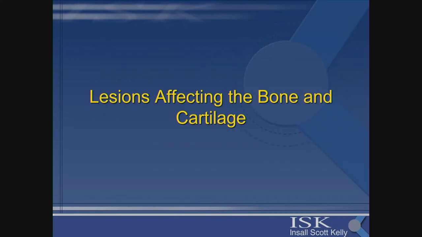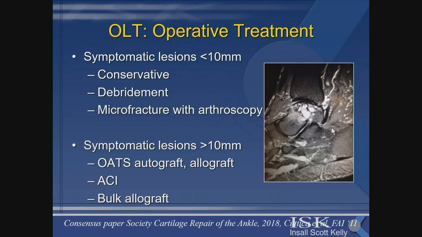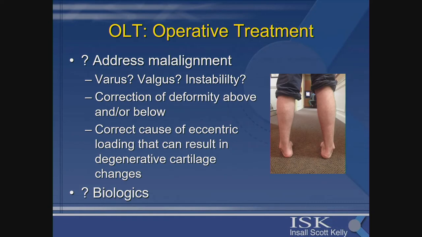So when the lesions affect the bone and the cartilage, this table looks at basically three general types of treatment: repair, regeneration, replacement. We're going to focus more on the left side with the smaller lesions. So in general, our threshold is narrowed a little bit. For symptomatic lesions less than 10 millimeters, you could try a course of conservative treatment. Otherwise, debridement and microfracture are still the standards of care right now. But with the larger lesions, which we'll hear about later, there are some other options as well.